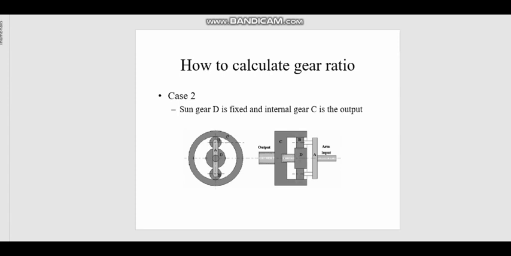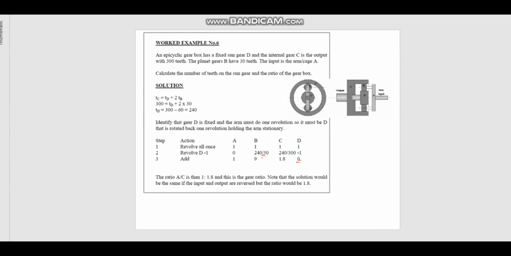So for this particular example, the sun gear D is fixed, and the internal gear C is the output. So the internal gear is actually connected to a shaft, and this is going to be the output, and the arm is the input. So let's look at the example problem of case 2, where the internal gear C, the outer gear C, is the output, and the sun gear is fixed.